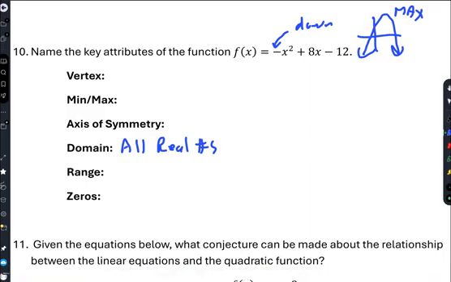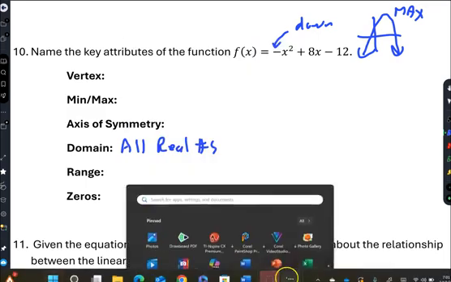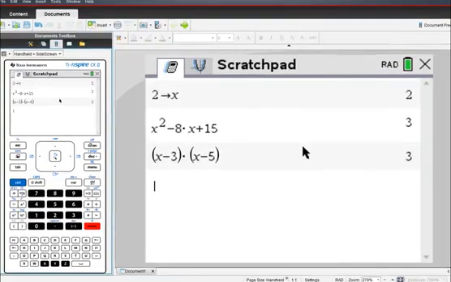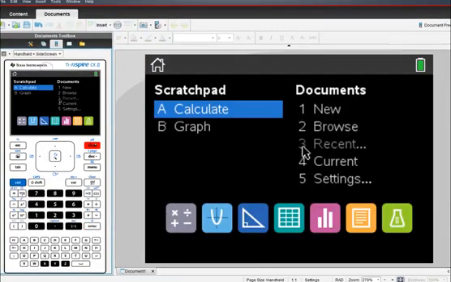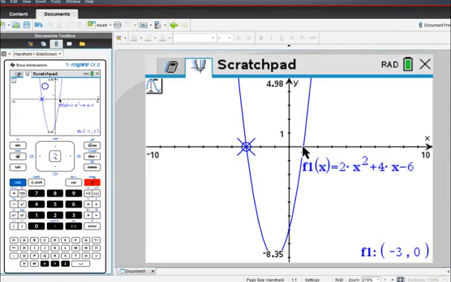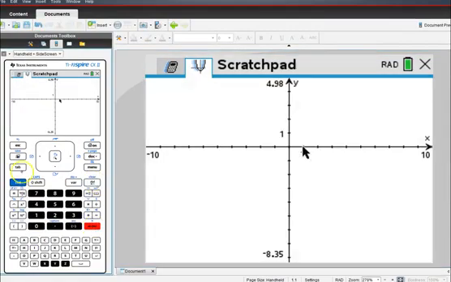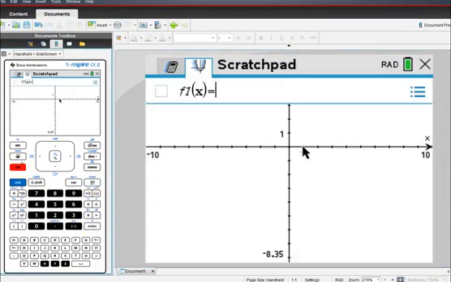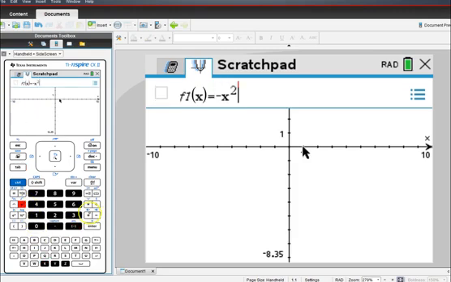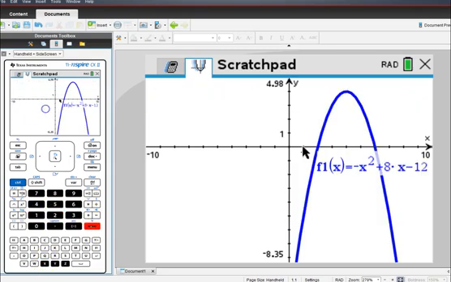I'm going to go to graph, so home and then B. I'm going to hit delete, delete, delete. I'm going to hit tab, and then I'm going to type in negative x squared plus 8x minus 12. Hit enter. And notice right here, this is my stuff right here.